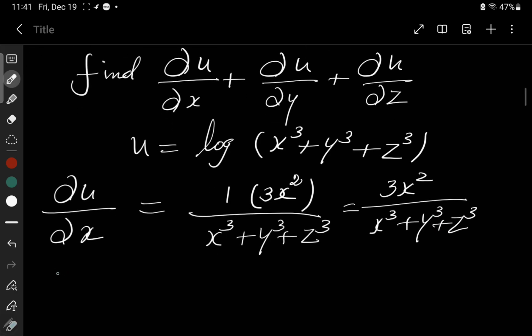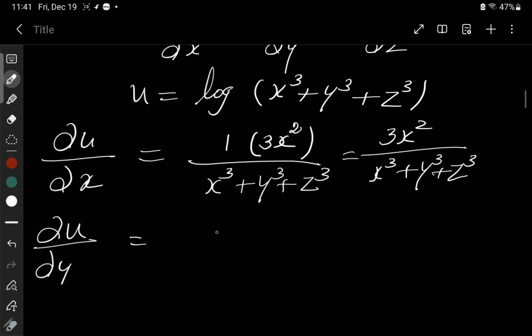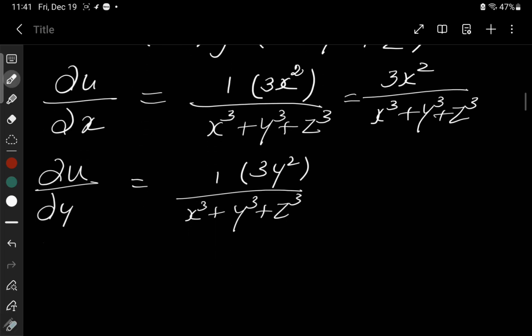Now take dou u by dou y. Dou u by dou y. So with respect to y, again this is 1 by (x cube plus y cube plus z cube). So y cube, that is 3y squared. Dou u by dou z.